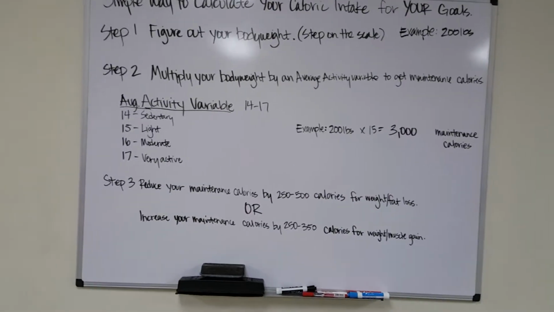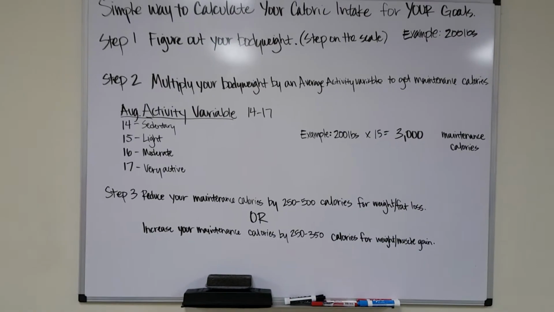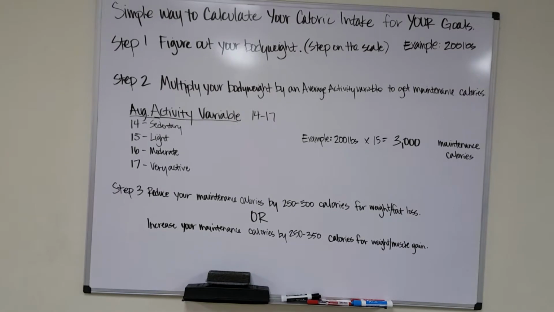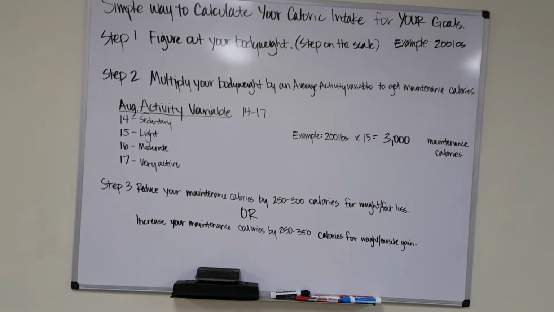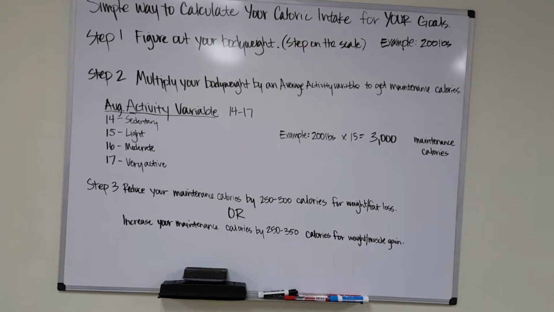Step 1, what you want to do in order to calculate your caloric intake is to figure out your body weight. So how do we do that? Of course, we step on a scale. So say, for example, we're a 200-pound person, as you can see in my example right over there in the far right hand corner.